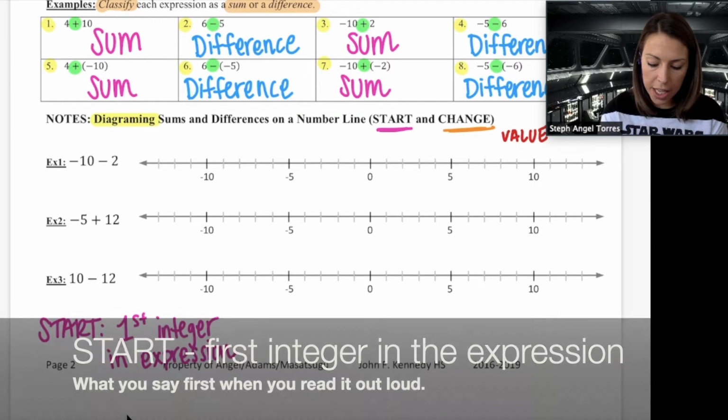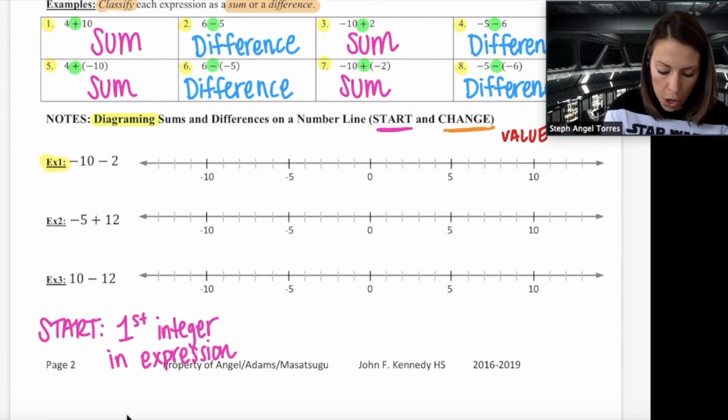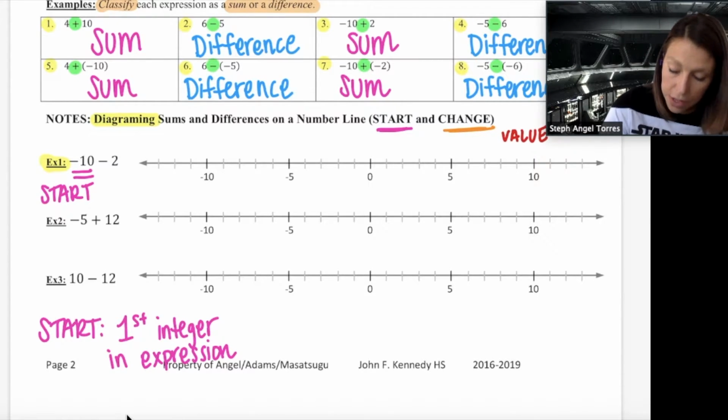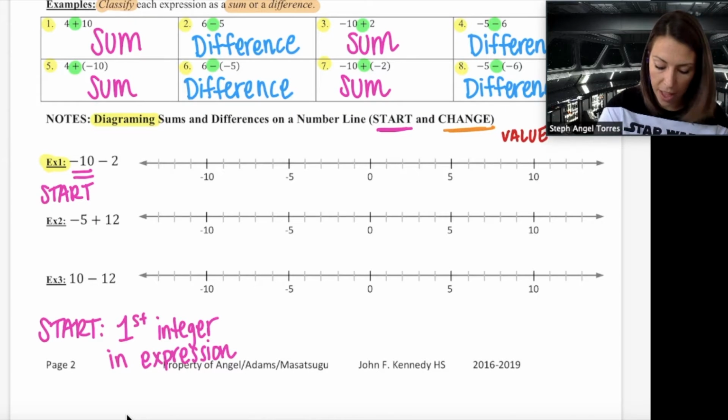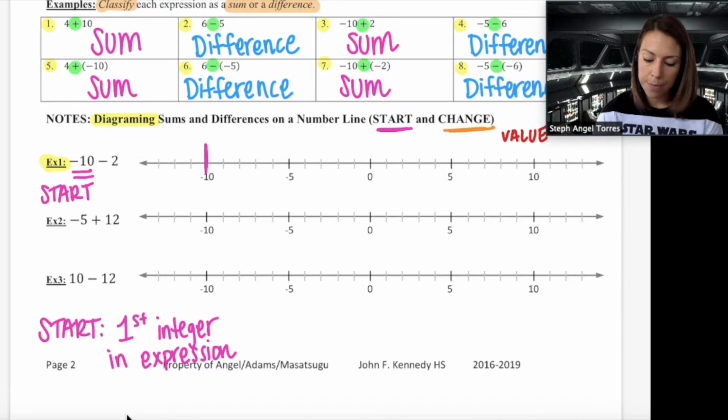So let's take a look here at example 1. What number do you say first when you read example 1? Example 1 is negative 10 minus 2. Notice how I said negative 10 first. That means that's our starting value. And that's the first number I'm going to find on the number line. And I like to put just a big line on negative 10 to show that is where my journey starts.